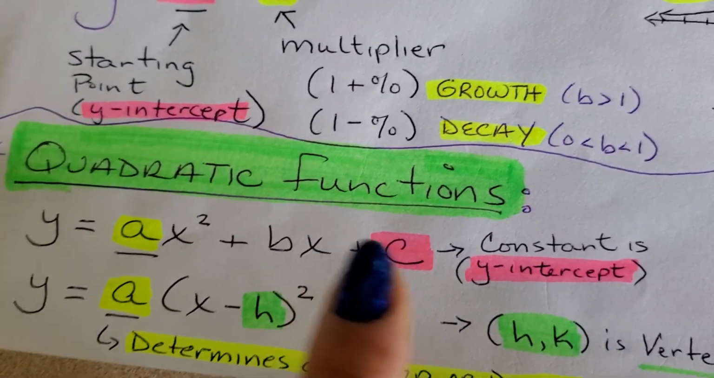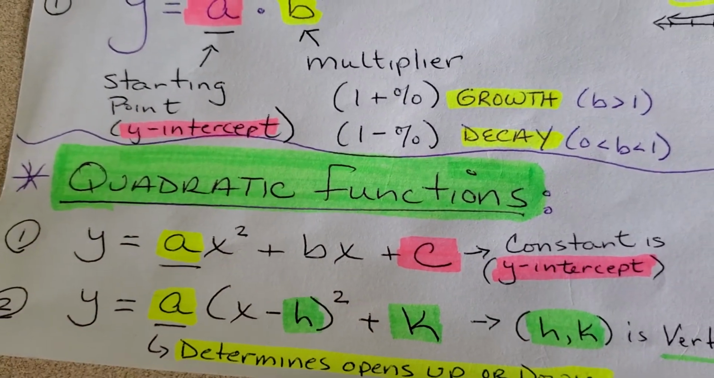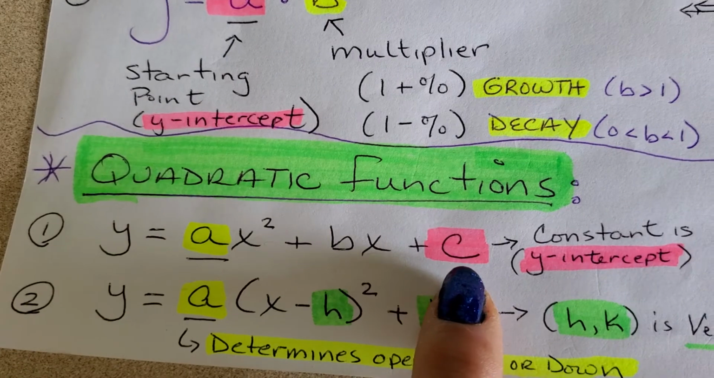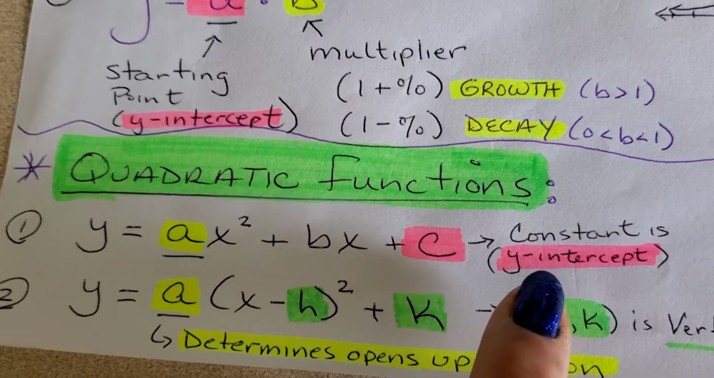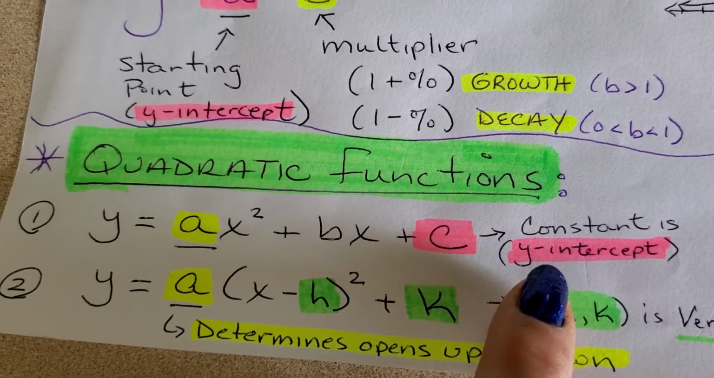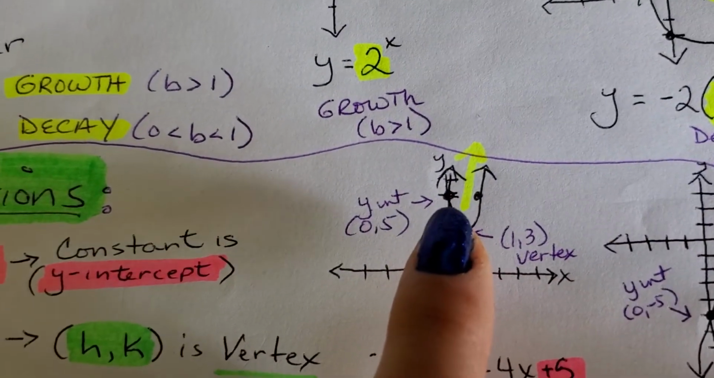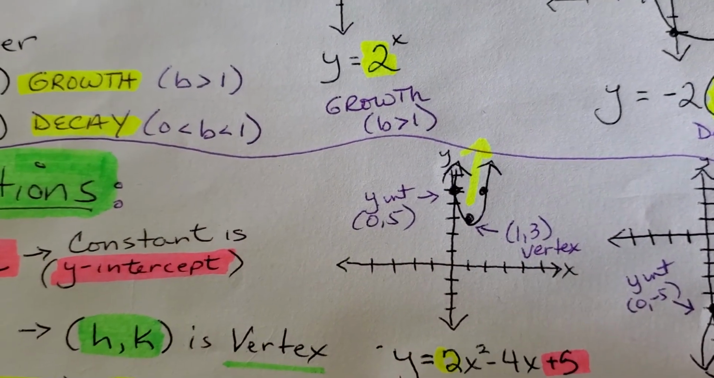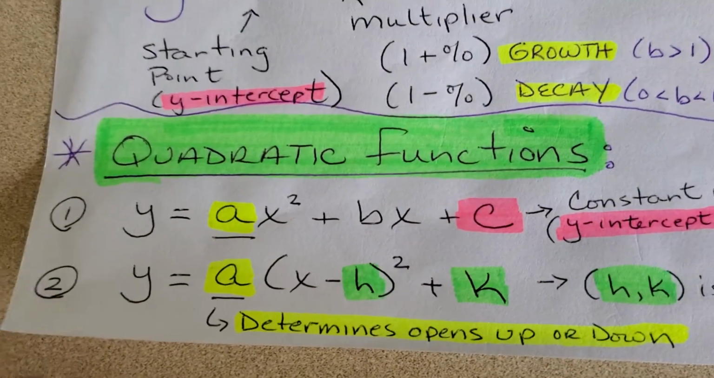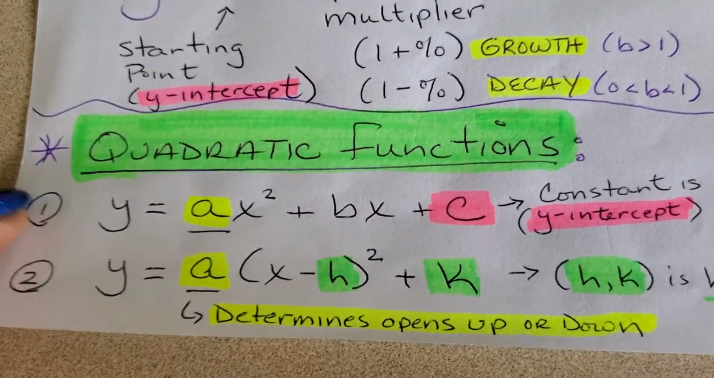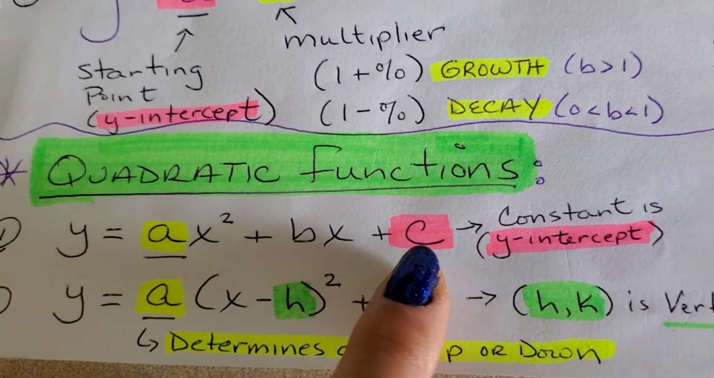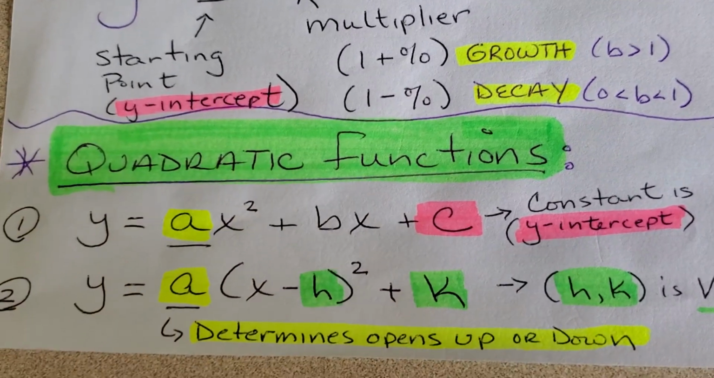Now, in the first standard form equation that I'm showing you, the c value in this case is your constant, and that is actually your y-intercept point. So it shows where the parabola intersects the y-axis, okay? But only when it is written in standard form can you get that constant or y-intercept.